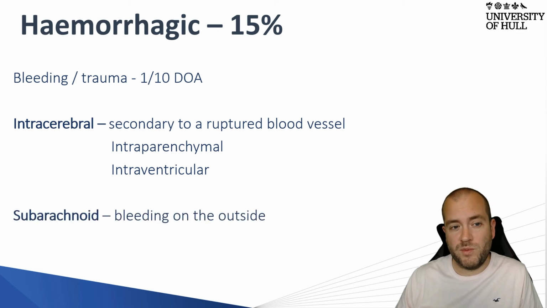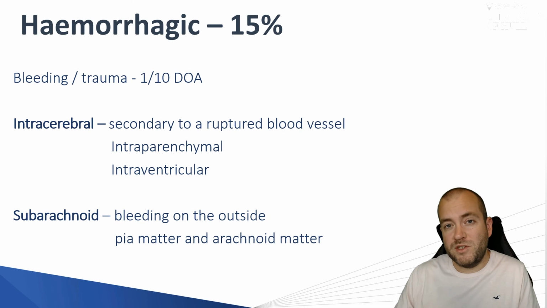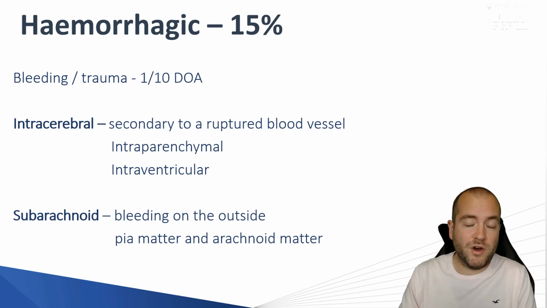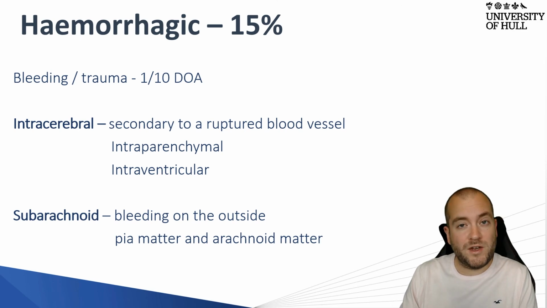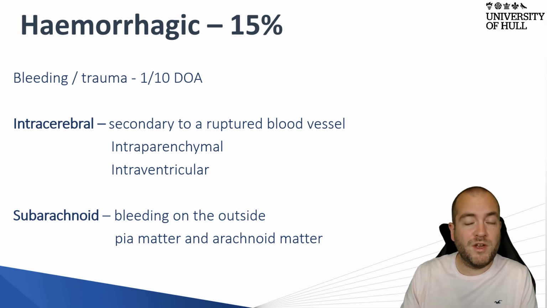The next one is subarachnoid, and this is bleeding on the outside layers of the brain, the pia mater and the arachnoid mater. These are typically seen in elderly patients who have a trauma, a fall, and are on anticoagulant or antiplatelet therapies, and unfortunately that increases their bleeding risk and therefore their likeliness to have a hemorrhagic stroke. Both ischemic and hemorrhagic present with the same signs and symptoms and can be identified using the FAST test. However, the causes and treatments, as you will see in the course of this presentation, are very different.